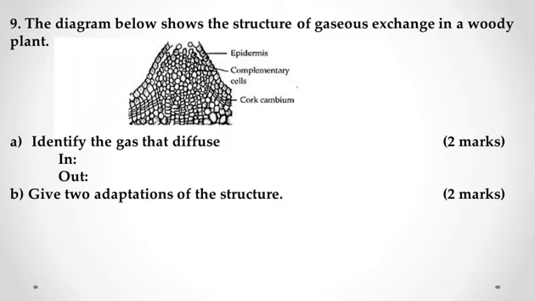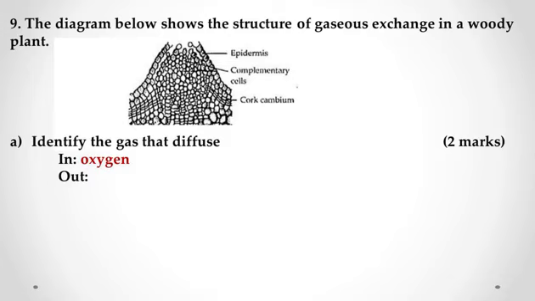Question 9. The diagram below shows the structure for gaseous exchange in a woody plant. A: identify the gas that diffuses in and identify the gas that diffuses out. And question B: give two adaptations of this structure. The gas that diffuses in is oxygen, and the gas that diffuses out is carbon dioxide.